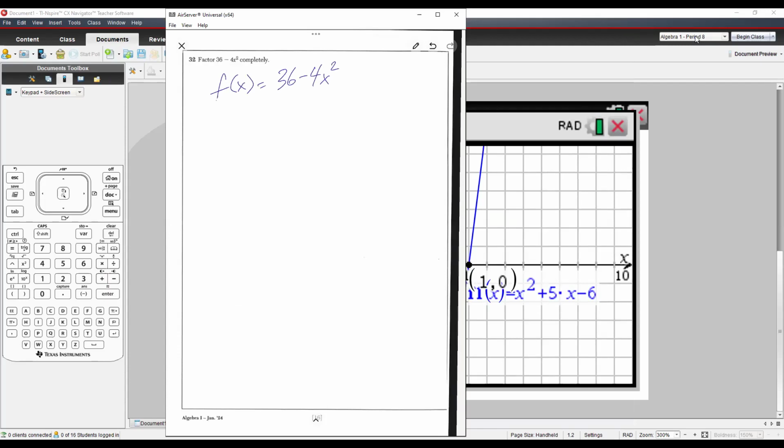But before we graph it, the only thing that's a little different is that we have to make sure we get the greatest common factor between the two terms. We need the greatest common factor between those two terms. So I'm going to say, okay, I've got 36 and I've got -4 here. What's the greatest common factor?